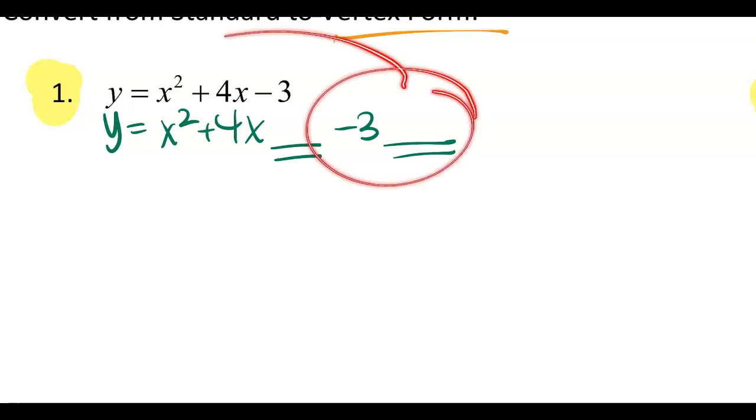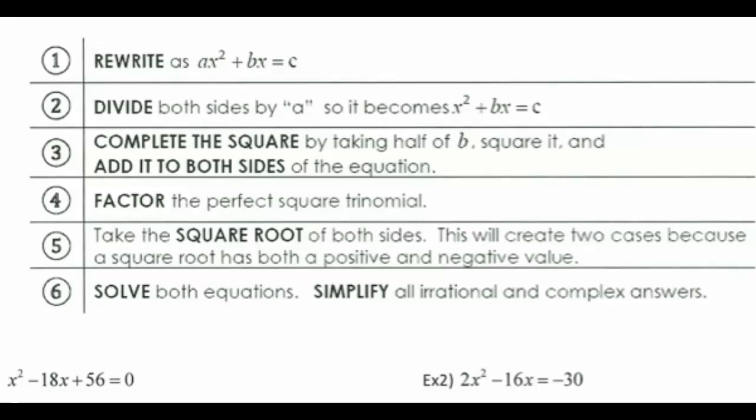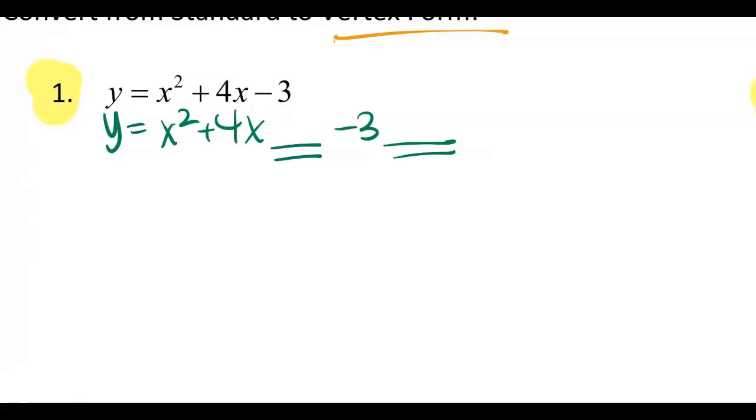Normally, all of this information would be on the other side of y, but since we're not solving the equation, we're actually trying to rewrite it in order to graph, I'm just going to keep it on this right-hand side of my equation. Once we have that, I'm going to go back to my steps here, and it says complete the square by taking half of b, squaring it, and adding it to both sides of your equation. Okay, well, I'm not going to necessarily add it to both sides of my equation, but I will add it to both of the blanks that I have.